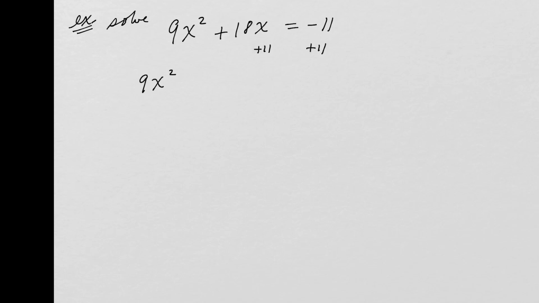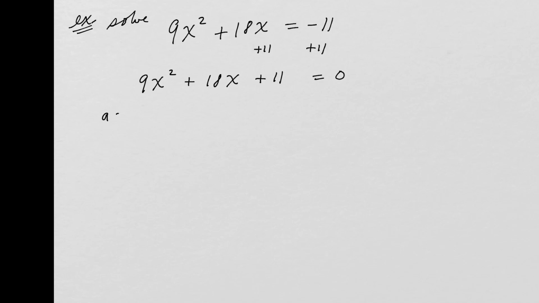So for this last example, let's say I want to solve 9x squared plus 18x equals negative 11. Okay. So first thing, bring the negative 11 to the left-hand side. Write it in that standard form where I have ax squared plus bx plus c equals 0. So I need to add 11 to bring it over here. So it'll be 9x squared plus 18x plus 11 equals 0.